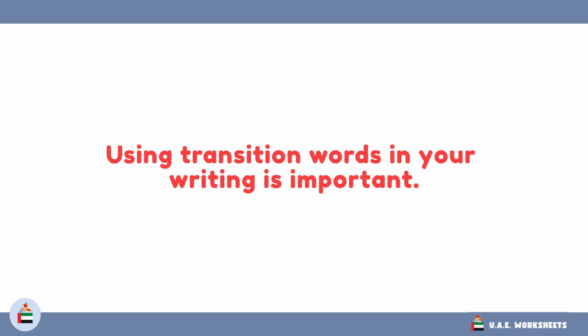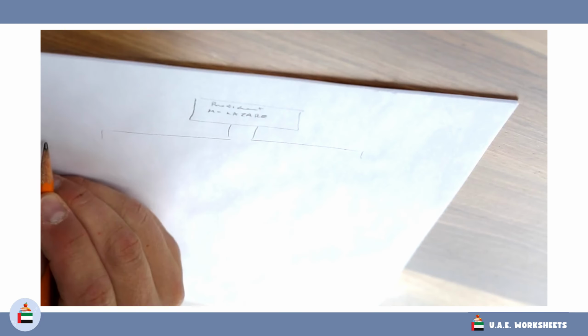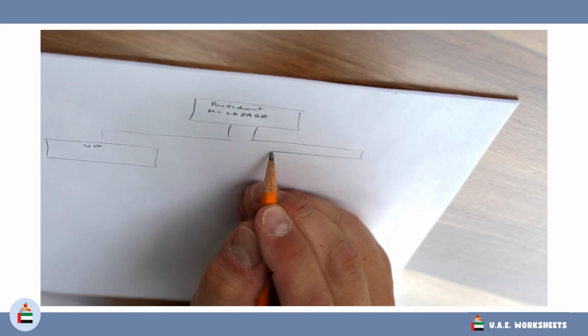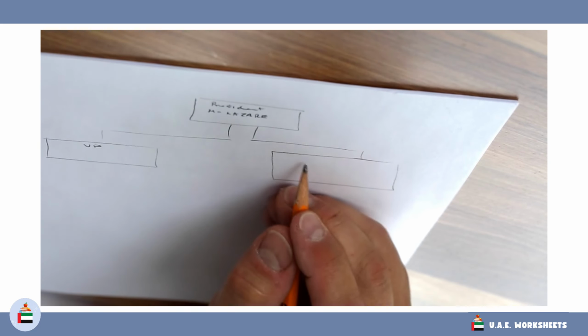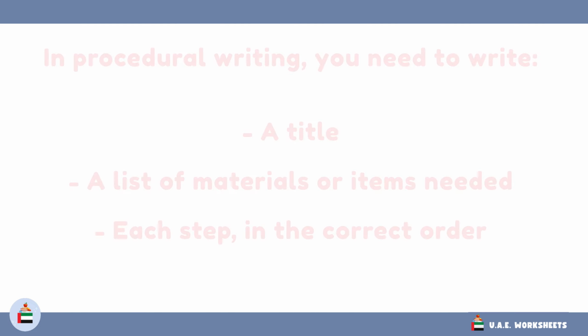Using transition words in your writing is important. Transition words help make your sentences flow smoothly and shows the correct order of your directions. Transition words make your writing sound nicer and easier to understand. Examples of transition words are first, then, next, after, and finally.